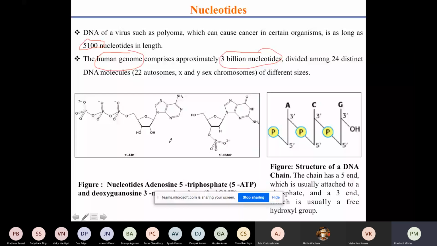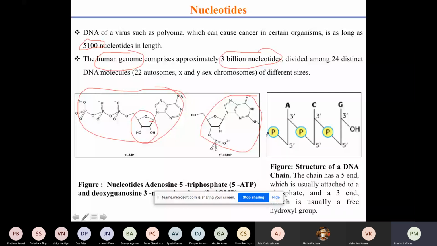So some of the nucleotides, for example, this one is a 5' ATP molecule. Now this molecule is energy currency. I'll discuss what is the advantage, and what is the sugar residue here is a ribose sugar. And this is a nucleotide known as adenosine triphosphate. This is the GMP molecule. They will be involved in the signal transduction.